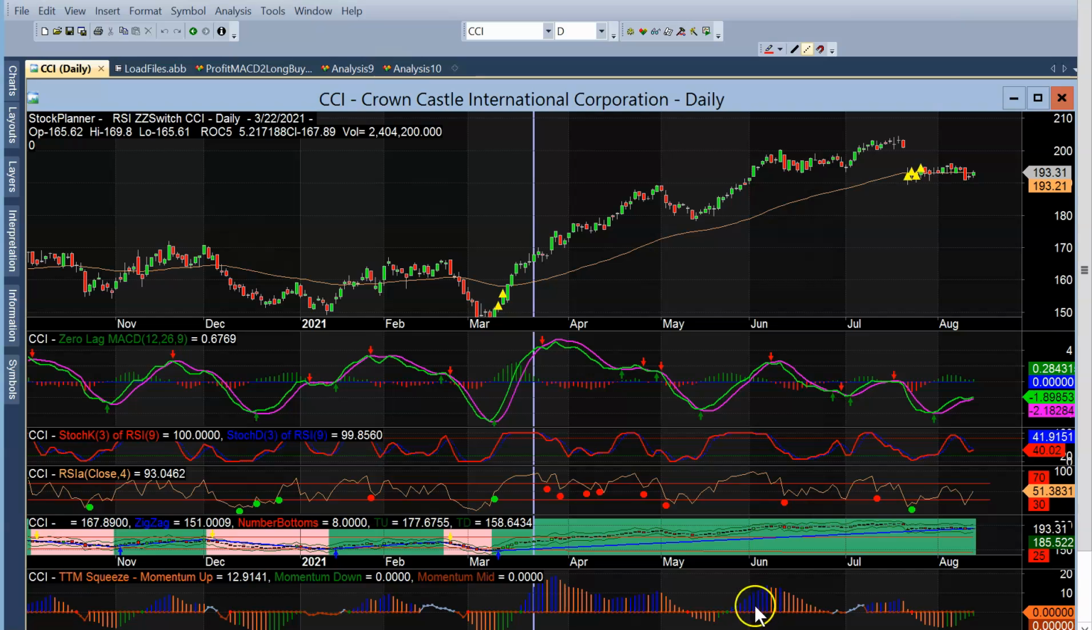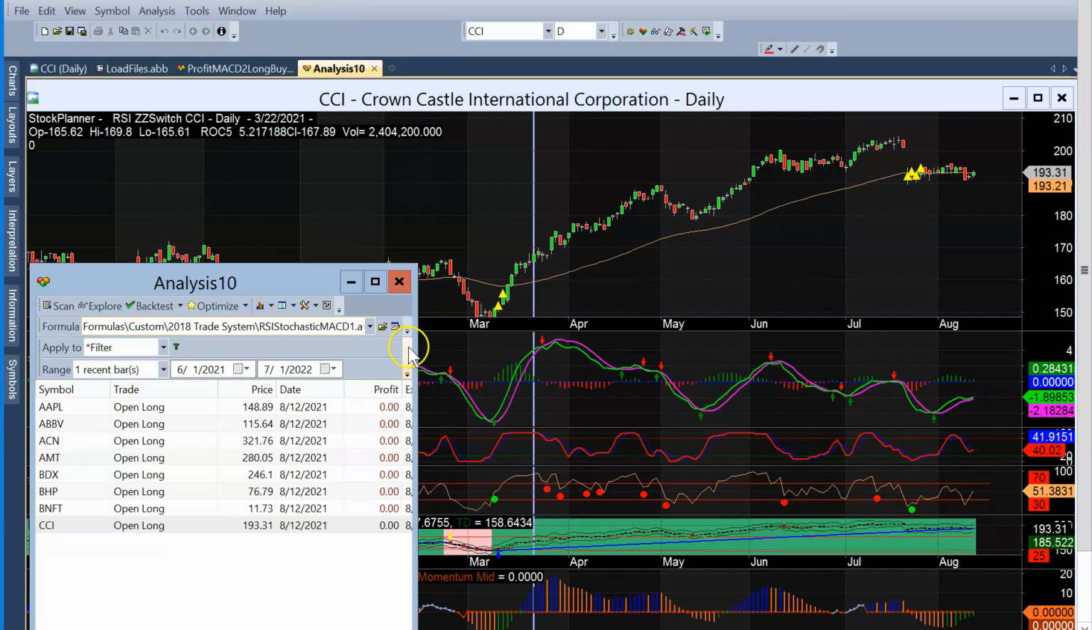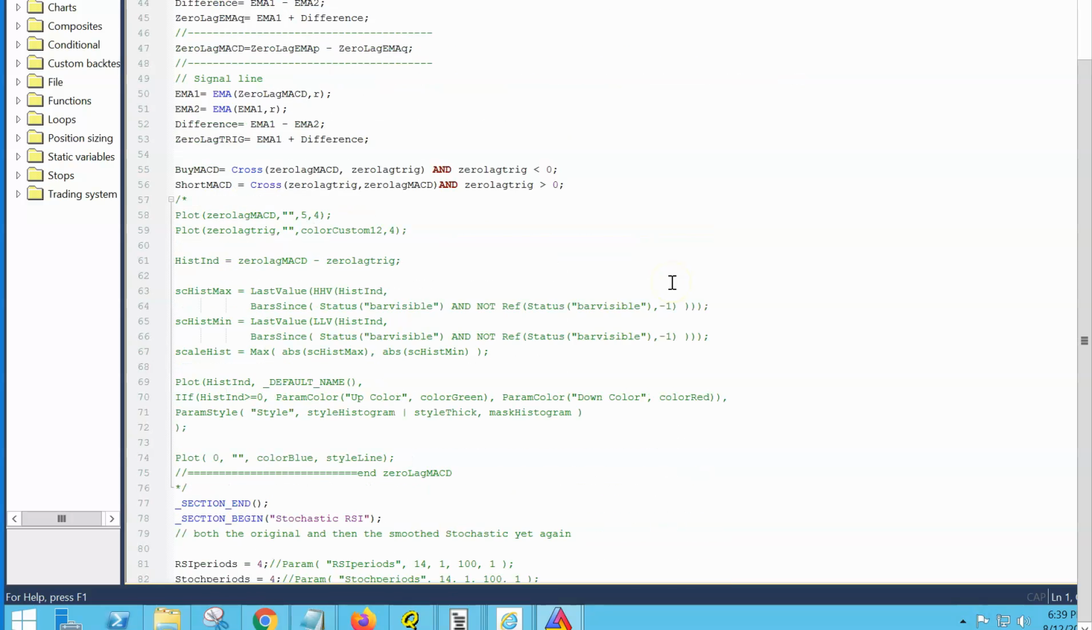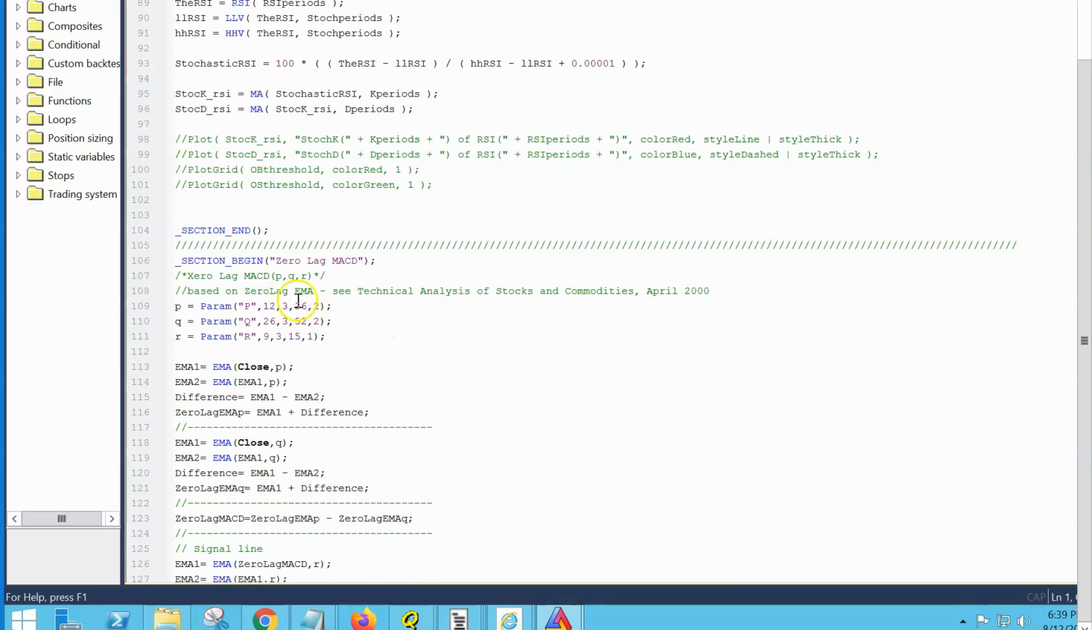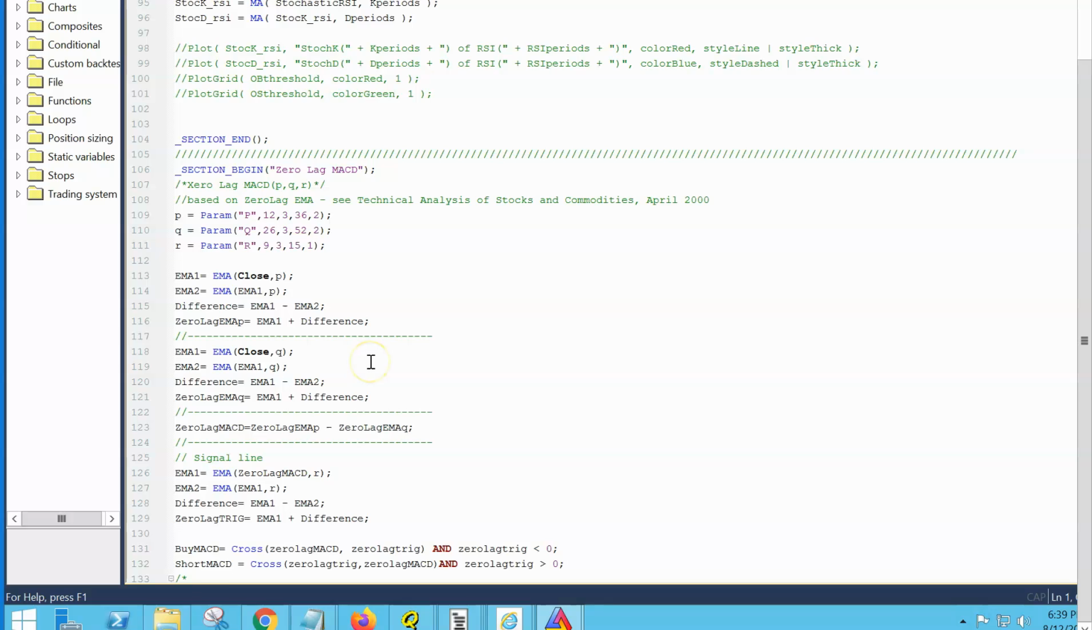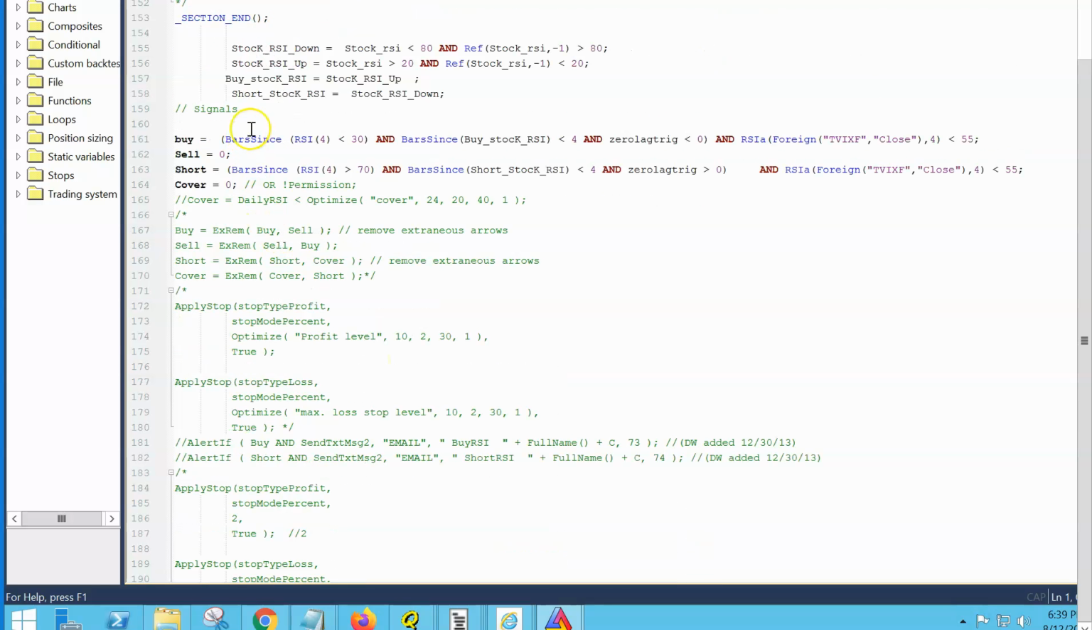But I like this one because of the colors and the fact that when the stock is flat, I get little dots there. I like to see that, little dots when the stock is flat. Anyway, I've written a program to give me some signals. Kind of looks like that. There's my zero lag MACD. I programmed it in there to my specifications. Buy and sell signals there.